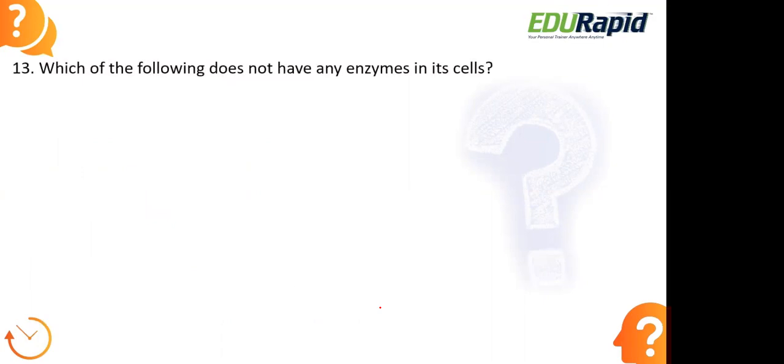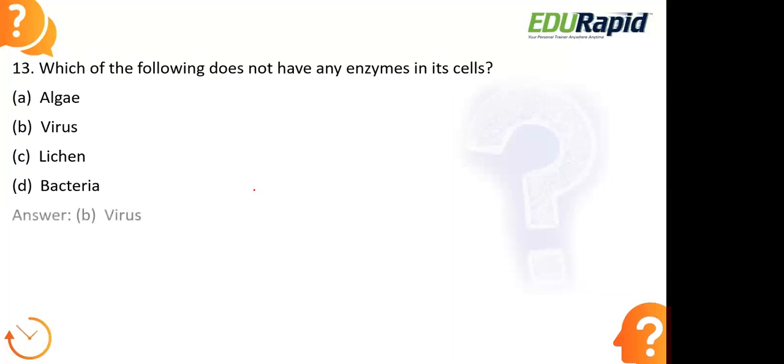Which of the following does not have any enzymes in its cell? Algae, virus, lichen, bacteria. Okay, let us look at the right answer. The right answer is option B, virus.